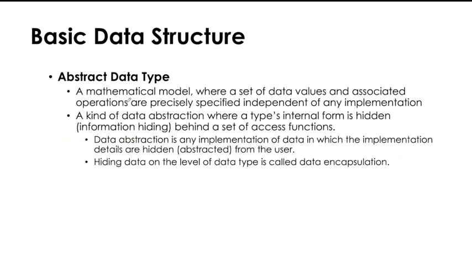And then lastly, we have the abstract data type. The abstract data type is a mathematical model where a set of data values and associated operations are precisely specified independent of any implementation. It is a kind of data abstraction where a type's internal form is hidden behind a set of access functions. This can be done through abstraction or data encapsulation, which is a part of the 4 pillars of object-oriented programming. So that will be all for the overview of data structures.